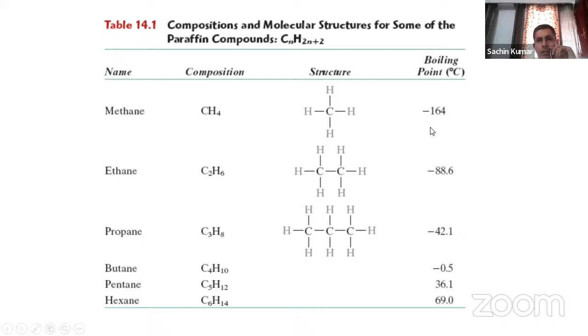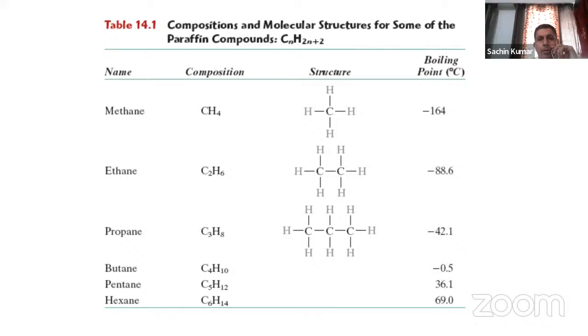As we increase to a 2-carbon atom, its molecular weight increases and its melting point is further reduced. Boiling point is further reduced. Then propane, then further reduced, butane, it is minus 5. So why does this happen? With increase in the size, the intermolecular forces of interaction increase. That results in an increase in boiling point as well as the state. So up to butane, these molecules exist in gaseous state.